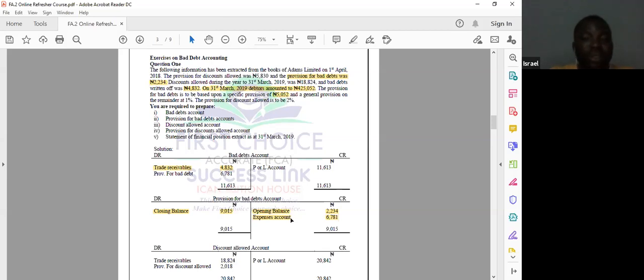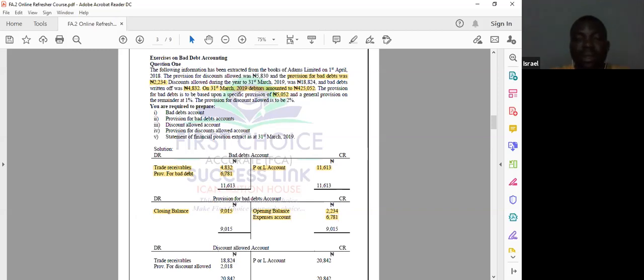So in this situation, we are transferring to where? To the bad debt account. And that is why we have it here as provision for bad debt, the 6,781. And this total addition here will be written off to the profit or loss account. And if we add those two together, it will give us 11,613. Now, after you have done that, the next thing for us is to move into the discount allowed account.